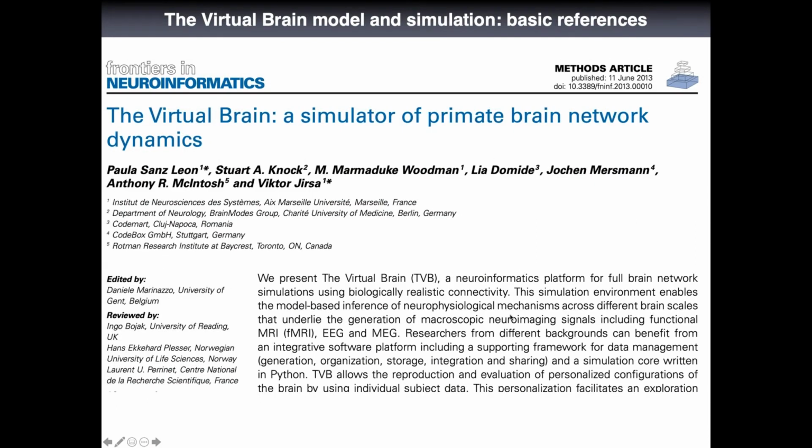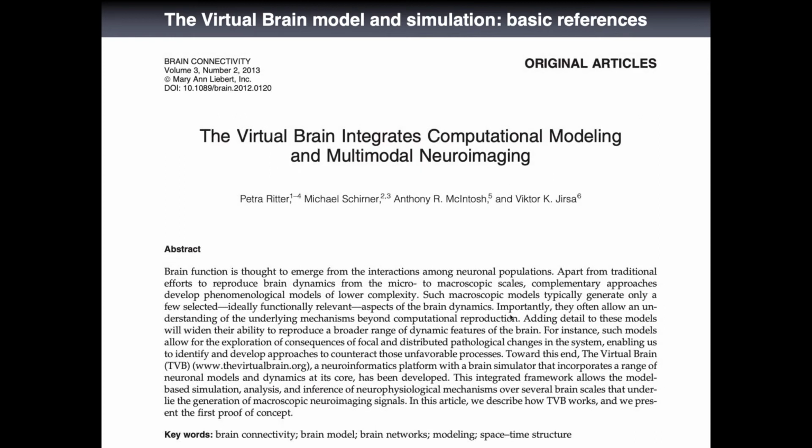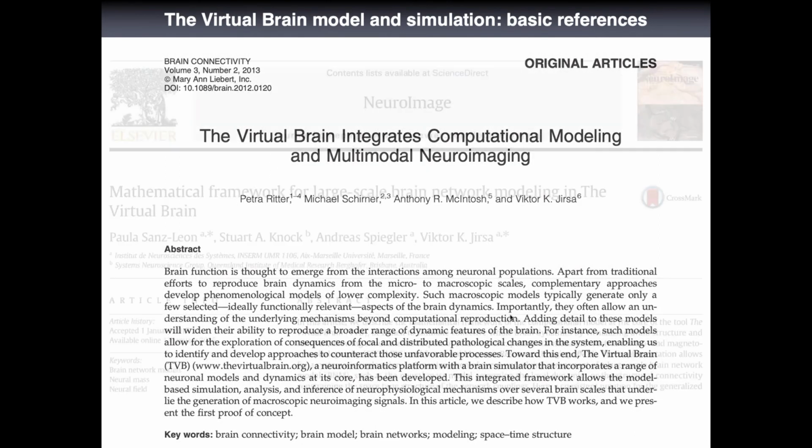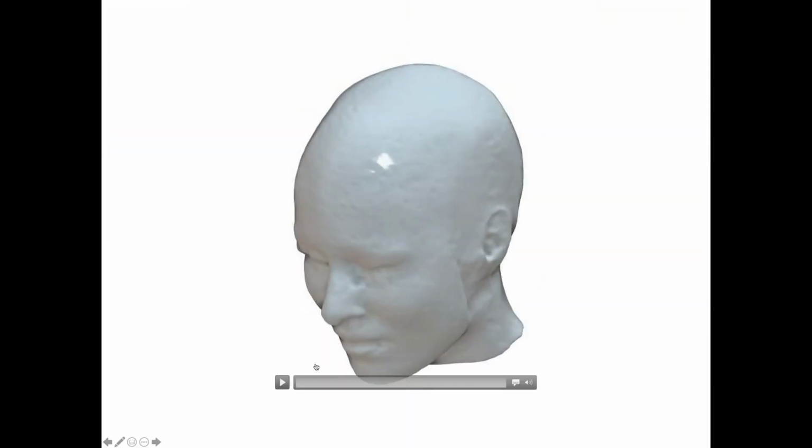Okay, I just leave here three main basic references from TVB where you can find all of this theory and mathematics and models and assumptions. So you can go and look more for yourselves. And now let's try to look deeper into the separate components. Let's start from the virtual brain structure, specifically the topology and connectivity of the brain.